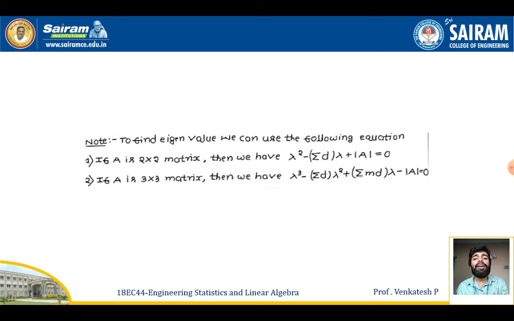Note, to find the eigenvalues, we can use the following equations also. The first equation: if A is a 2 cross 2 matrix, then we have to use lambda square minus (summation d) lambda plus determinant A is equal to 0. For a 3 cross 3 matrix, we have to use lambda cube minus (summation d) lambda square plus (summation md) lambda minus determinant A is equal to 0.